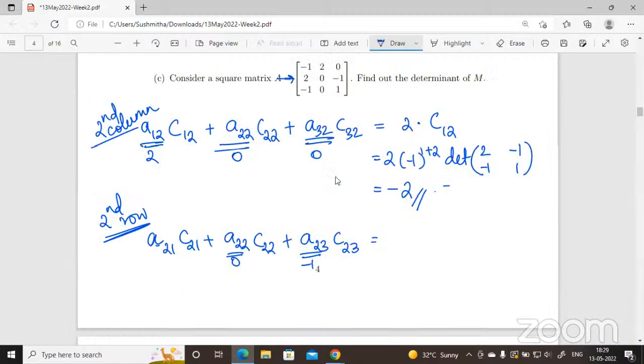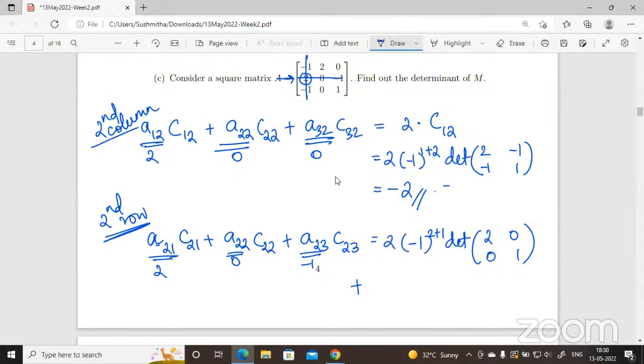Okay, fine. Then let's do it again. A21 is 2, so 2 into the cofactor C21, which is minus 1 power 2 plus 1 into the determinant of the submatrix. Ma'am, it's first row, first column entry removed. Okay. Then A23 is minus 1, times C23, which is minus 1 power 2 plus 3 into the determinant of the submatrix.